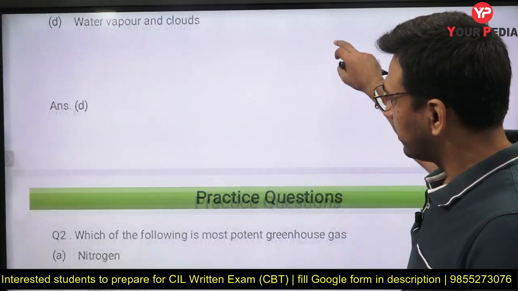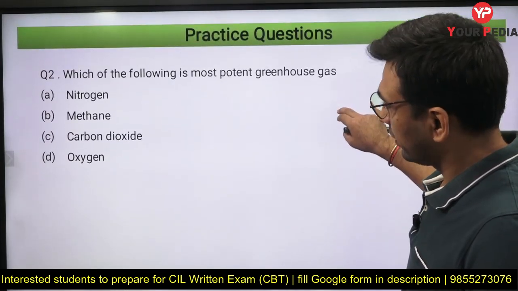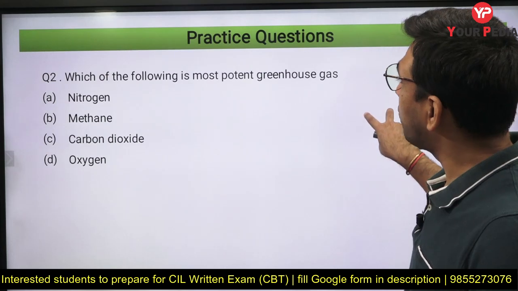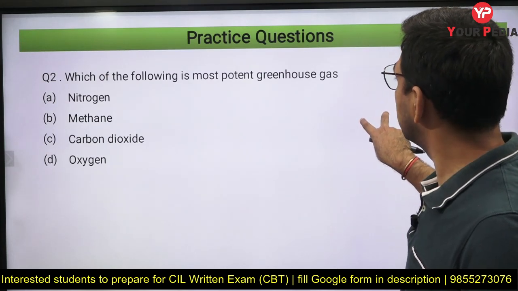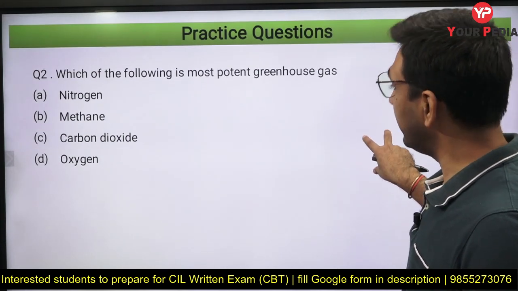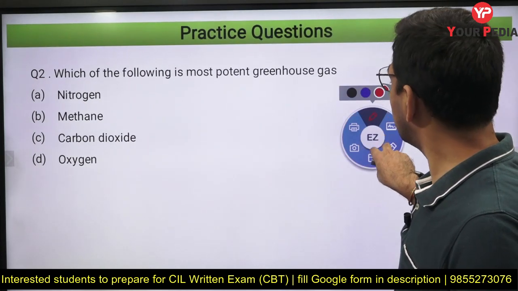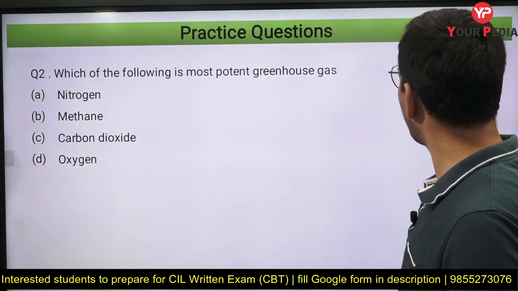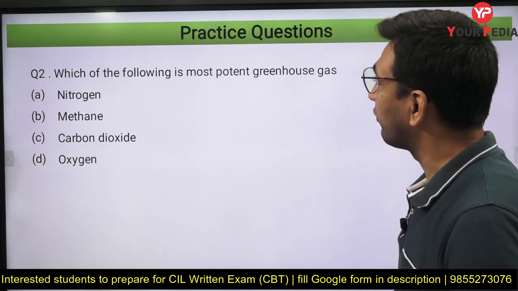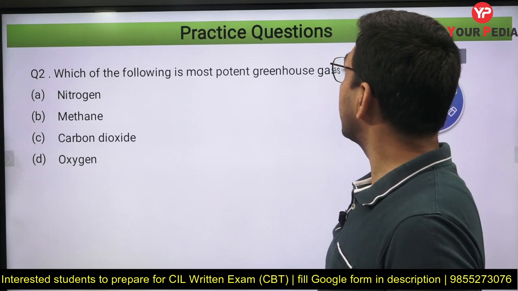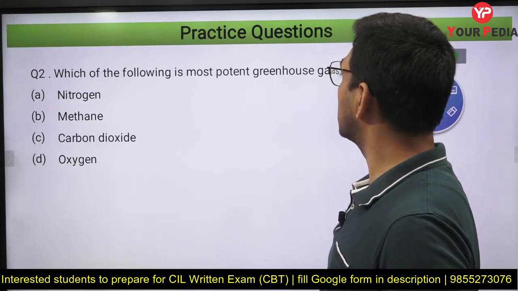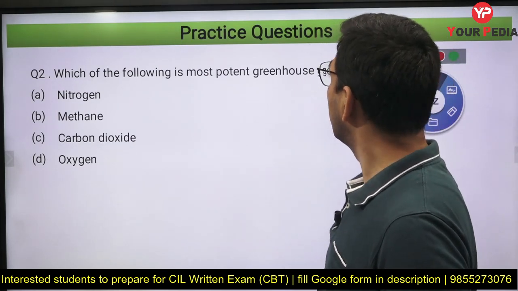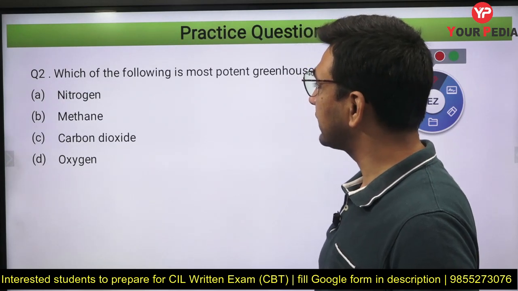Okay, let's go to this one now. Which of the following is the most potent greenhouse gas? Potent means which will block a larger portion of the infrared, long wave infrared radiation, something that way. So which one of the following is the most potent greenhouse, dangerous or strong, something that way you have to interpret it. Greenhouse gas: nitrogen, methane, carbon dioxide, oxygen.